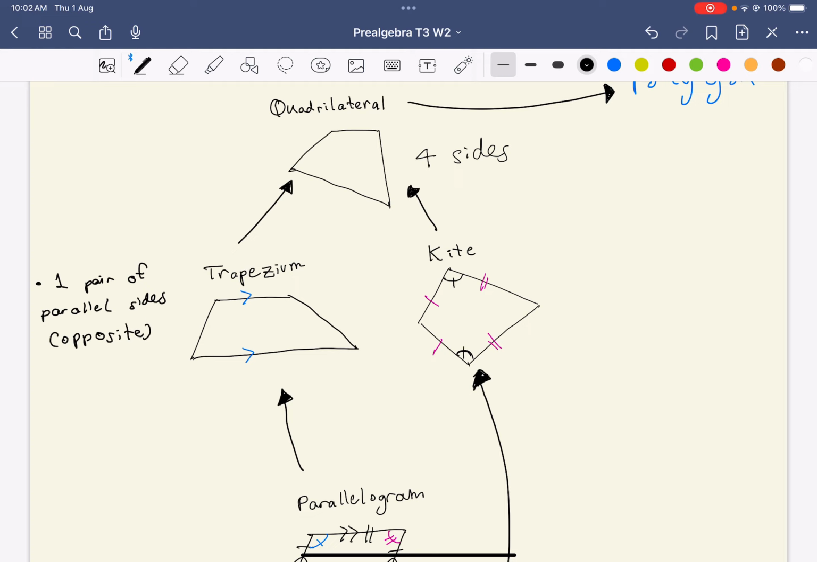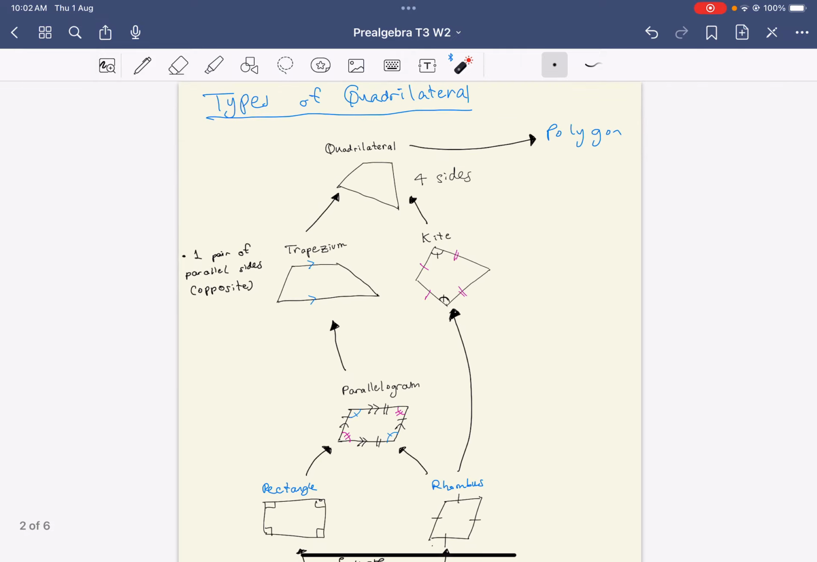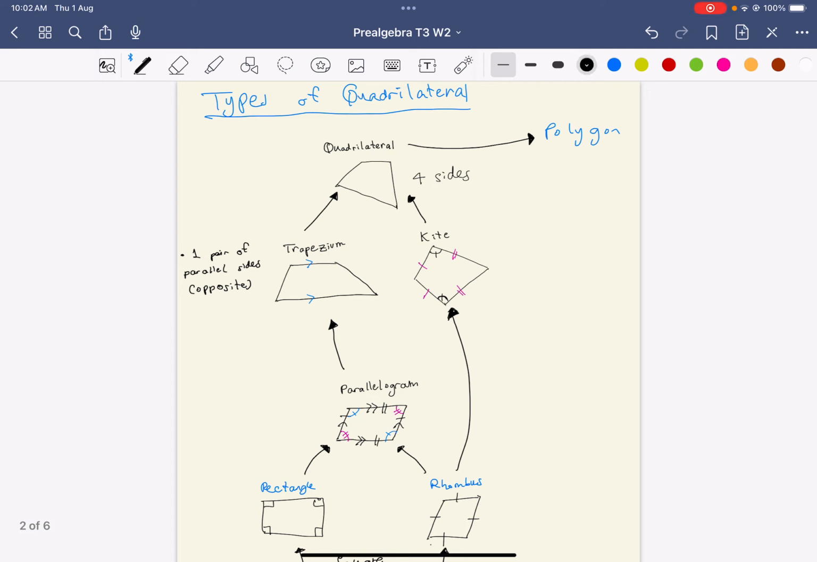So it's not saying only 1 pair of parallel sides is allowed, but if there's 1 pair of parallel sides, it is a trapezium. We'll see later on some shapes with 2 pairs of parallel sides, like the parallelogram, which you can see here. But a parallelogram is still a type of trapezium. So if it has at least one pair of parallel sides, it's a trapezium.